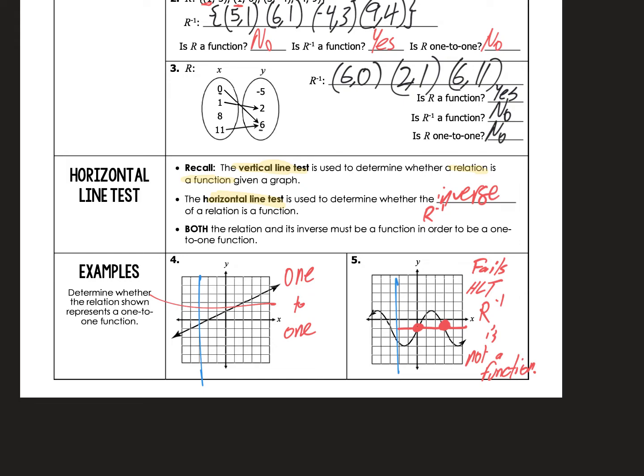Okay, so HLT, once again, guys, is the horizontal line test. That's going to tell you if the inverse is a function, whereas the vertical line test tells you the normal relation is a function or not. Okay. All right. Once again, guys, make sure you take a second, go back in this video. If you missed something, make sure that you get all your notes for this.